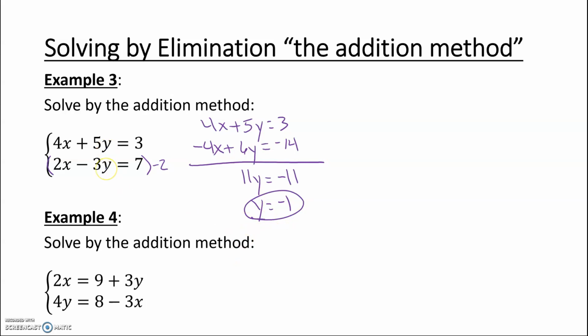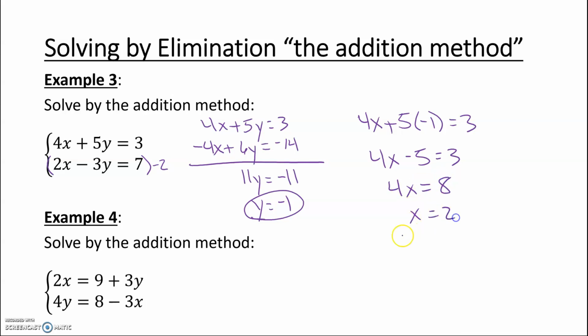And again, you can plug that in whichever one you want to. So we'll plug it into the top. So we've got 4x plus 5 times -1 equals 3. 4x minus 5 equals 3. 4x equals 8. And then divide, x equals 2. So the solution to your system of equations is going to be the ordered pair 2, -1.